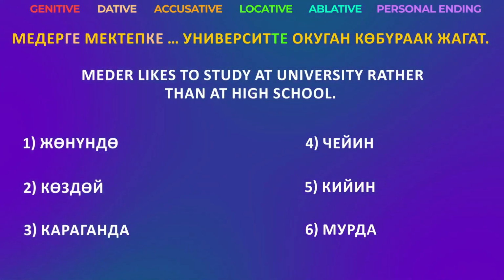Yay, that was a lot of stuff to learn. Keep it up. Now, let's play a game again. We should read the sentence and try to put the correct linking words with the matching context. So the sentence is Медерге, мектепке, linking word, университетте окуган көбүрөөк жагат. Медер likes to study at university more rather than at high school. So which linking word should you put? So the right answer is караганда.